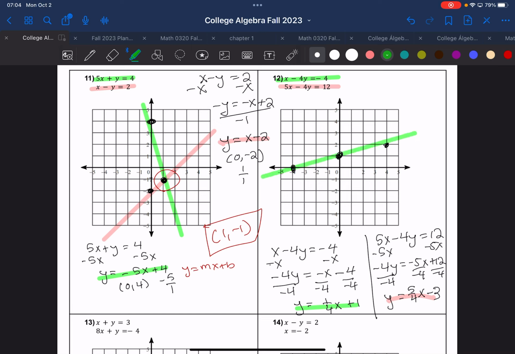And then for the pink equation, what is that y-intercept? 0, -3. And then what is the slope telling me to do here? Up 5, right 4. So 1, 2, 3, 4, 5. Right 4. 1, 2, 3, 4. So it shares this point right here, which means this has the solution of, good, 4, 2.